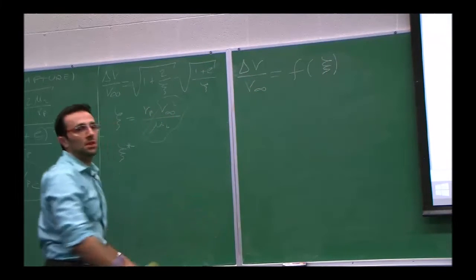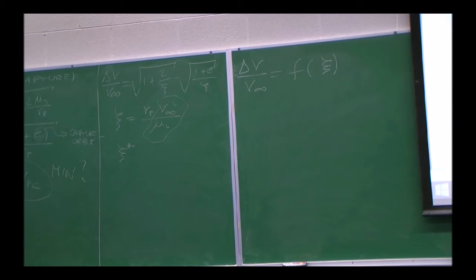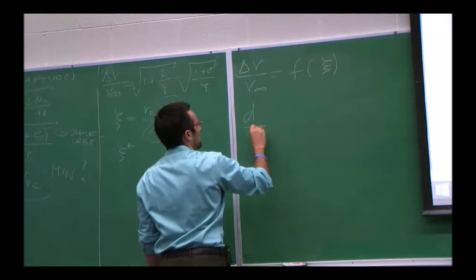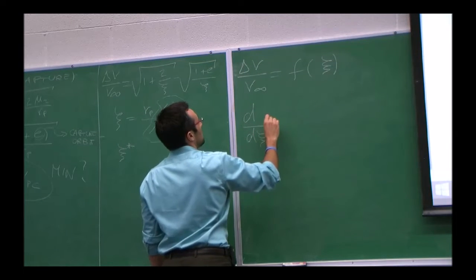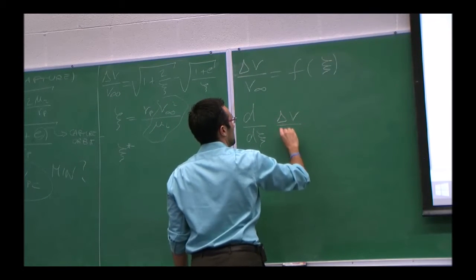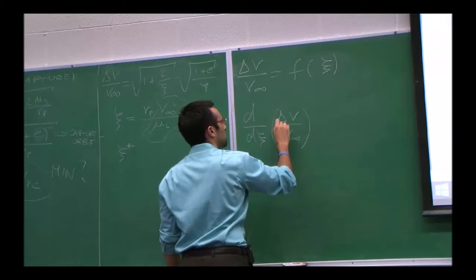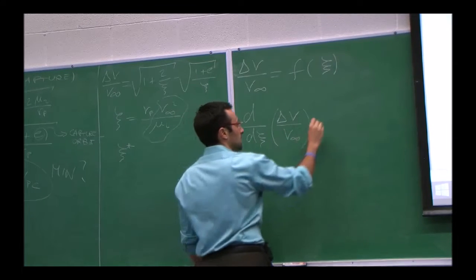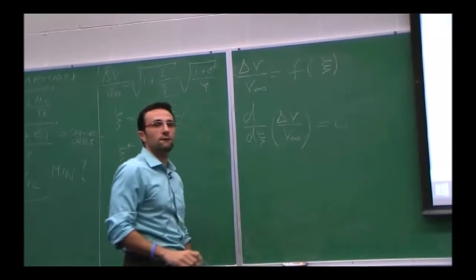How are you going to find what is the minimum of that function? So you're going to find what? This, and you're going to impose what? Equals 0. Is that enough?